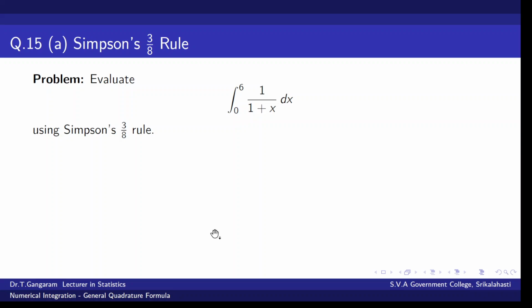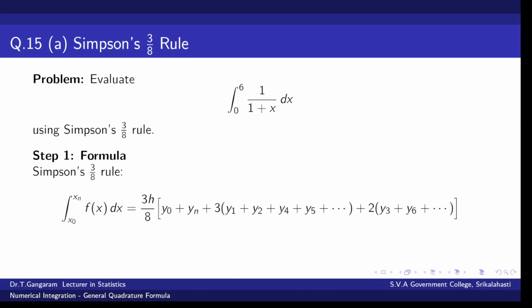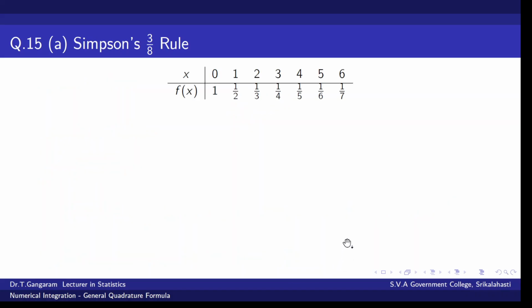Evaluate integral 0 to 6 of 1 by 1 plus x dx using Simpson's 3/8 rule. This is the formula for Simpson's 3/8 rule: integral x naught to xn f of x dx is equal to 3h by 8 into first term plus last term plus 2 into 3 multiples and 3 into remaining terms. Choose n is equal to 6, a multiple of 3, then h becomes 6 minus 0 by 6 is equal to 1.